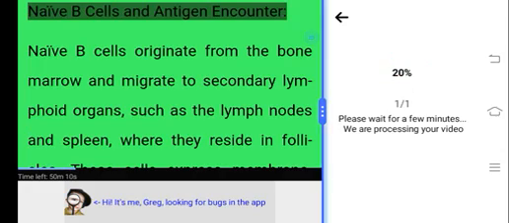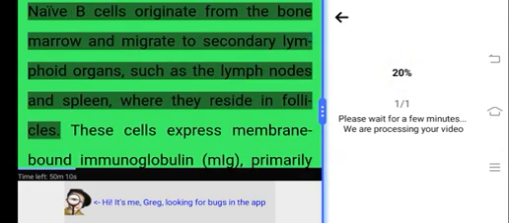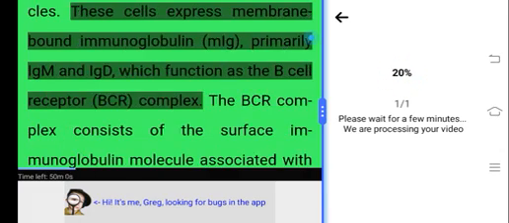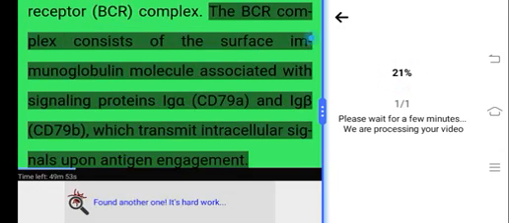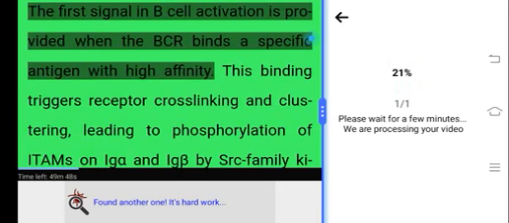Naive B cells and antigen encounter. Naive B cells originate from the bone marrow and migrate to secondary lymphoid organs, such as the lymph nodes and spleen, where they reside in follicles. These cells express membrane-bound immunoglobulin, primarily IgM and IgD, which function as the B cell receptor (BCR) complex. The BCR complex consists of the surface immunoglobulin molecule associated with signaling proteins Ig-alpha (CD79a) and Ig-beta (CD79b), which transmit intracellular signals upon antigen engagement. The first signal in B cell activation is provided when the BCR binds a specific antigen with high affinity.